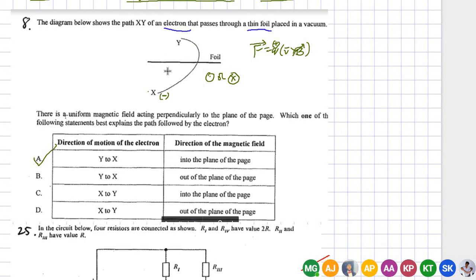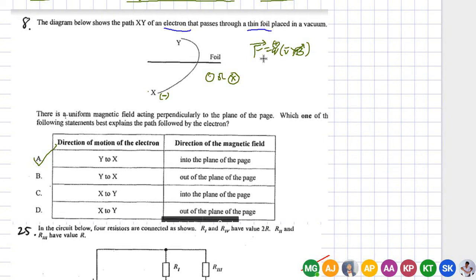Now, whichever way the electron is moving, if it is curving towards one side, that means the center of the circle is towards that side. So it's curving towards the left region. So the center of this circle lies towards the left. That means the centripetal force has to be towards the left. So now you know that the force on a moving charged particle in a magnetic field is given by the Lorentz force formula, F is equal to Q into V cross B.